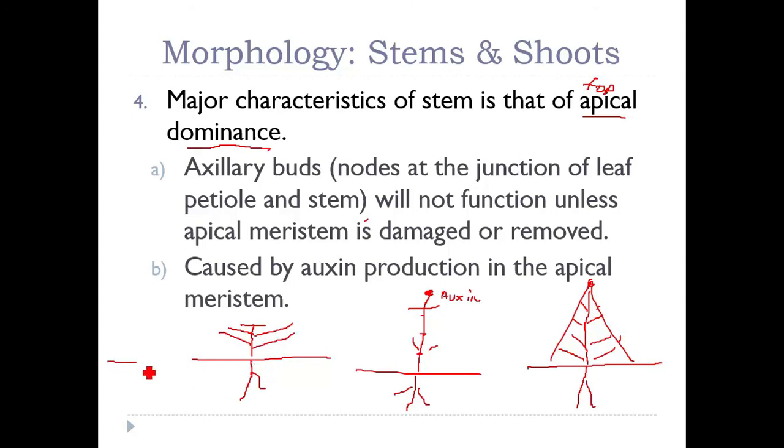You can also see this when plants lodge. Let's see if I can diagram that right quick. If a plant falls over, for example, this is lodging, and you'll see because the apex is now down here, you'll see a plant start producing extra stems that way.